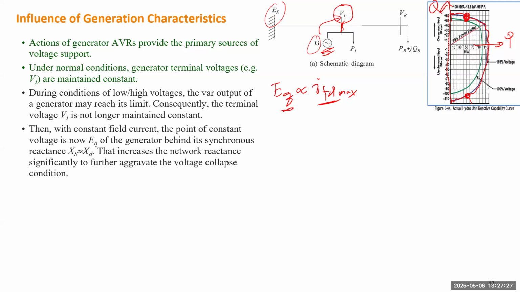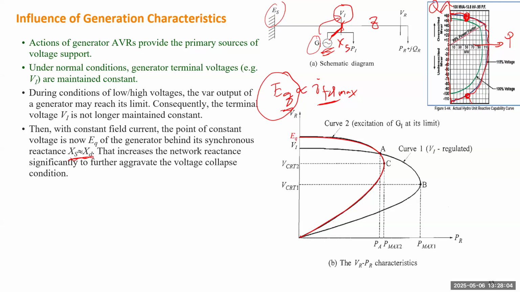And then you still can utilize the radial system we talked about in the previous slide to derive the PV curve. But right now you need to use this EQ. And if there's any impedance, you also need to add impedance, which is the synchronous reactance inside of the generator. So you need to add this synchronous reactance to the impedance. So the total impedance will be increased. So that actually will change the PV curve.